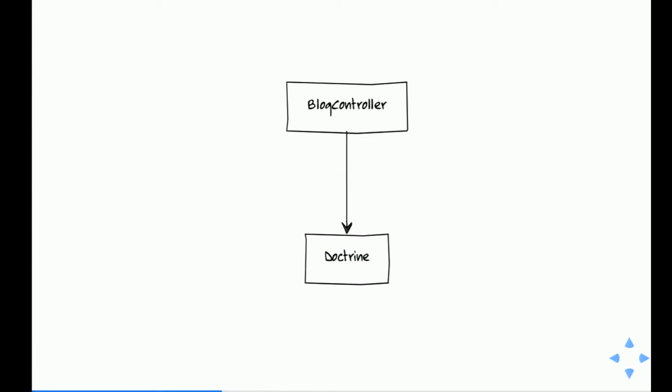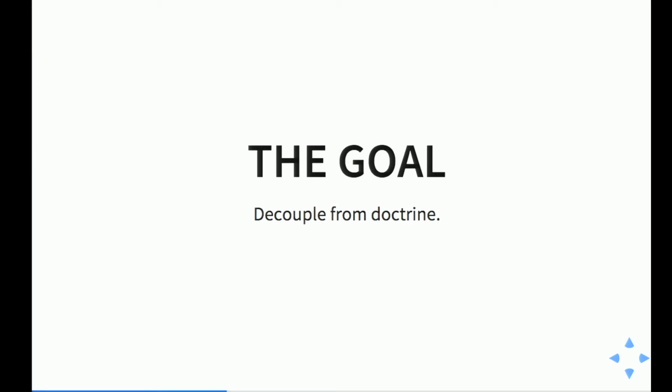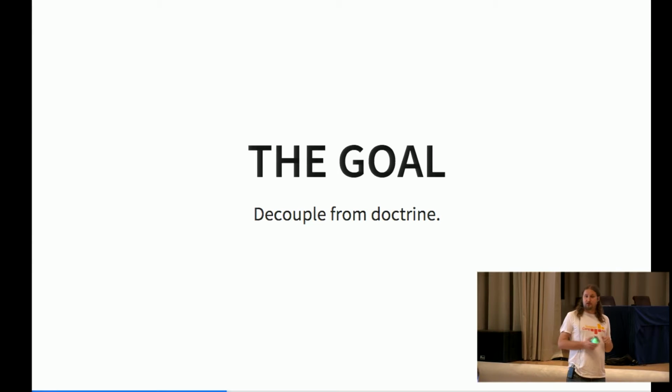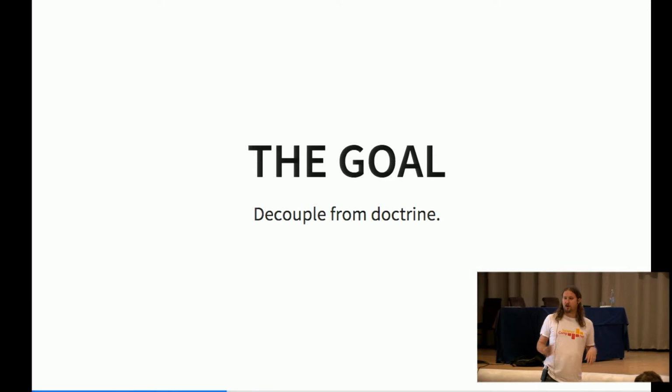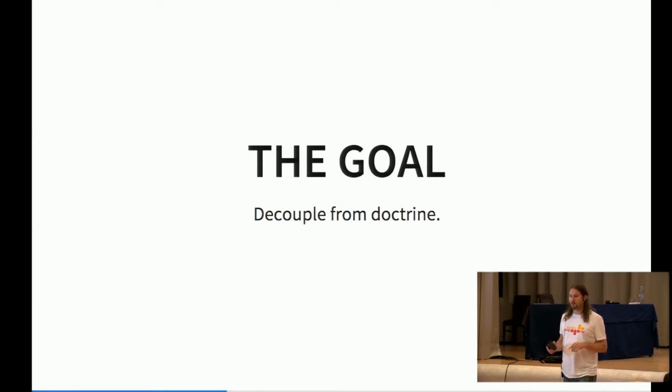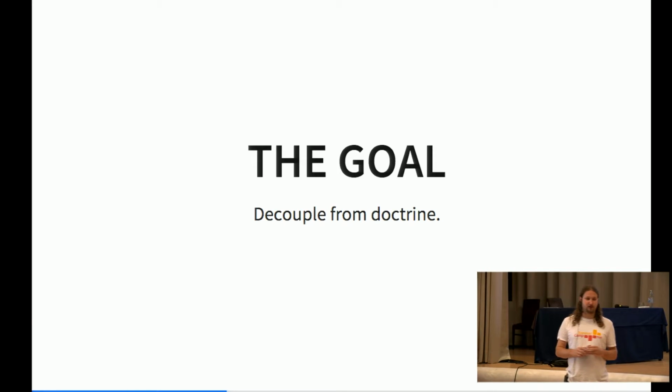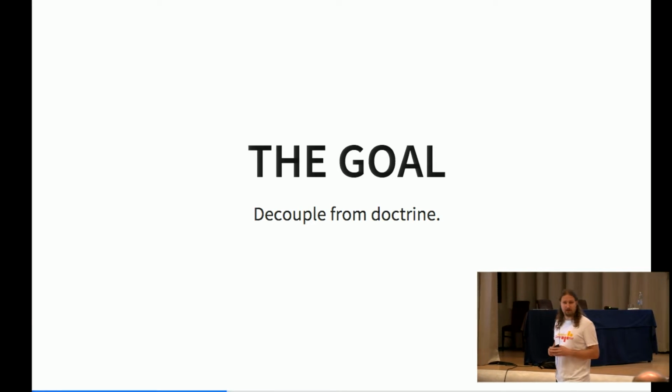So it looks like this. Our blog controller depends on Doctrine and depends on Doctrine in many places. So our goal for today is to decouple from Doctrine. There's too many things to fix here to totally decouple it from everything, but our goal for today is only to decouple from Doctrine. We won't look at coupling to Symfony too much or any other libraries, just Doctrine.